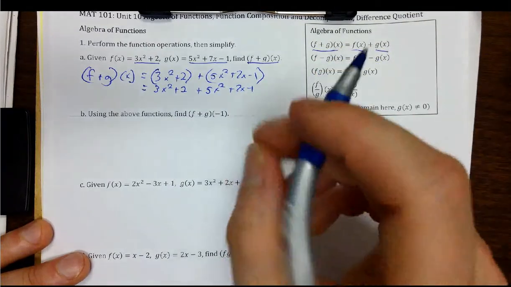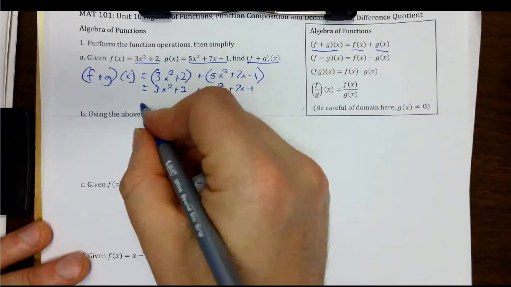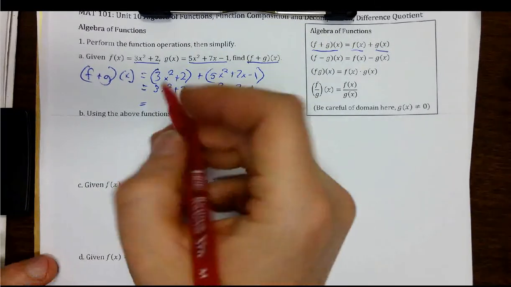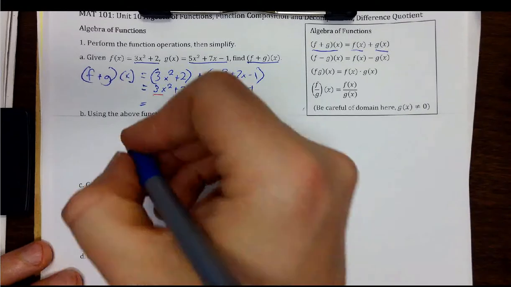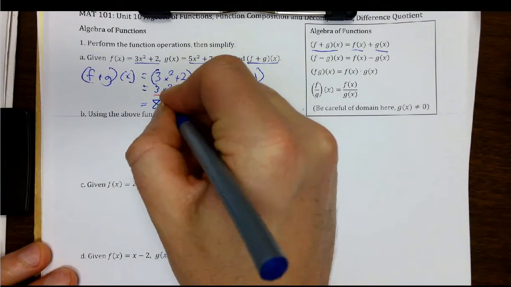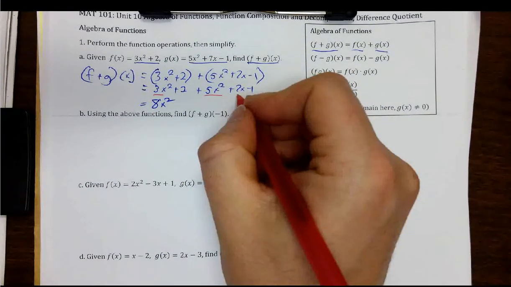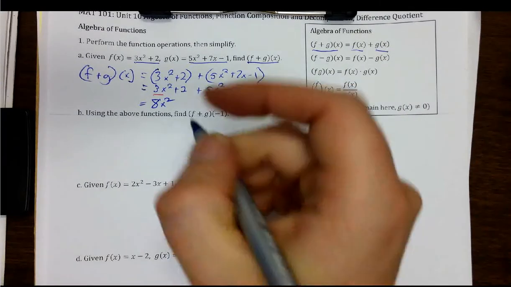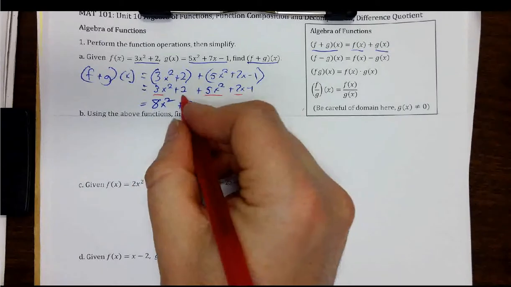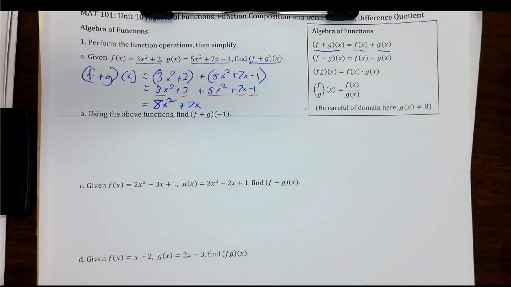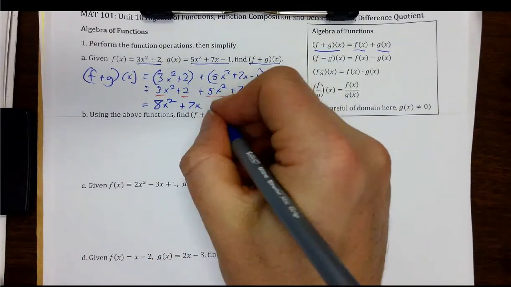And then my last step is to combine like terms. I've got a 3x squared and a 5x squared, which I can add to get 8x squared. I've got 7x, that's the only x term, so I carry that down. And then positive 2 and minus 1. So 2 minus 1 is 1.